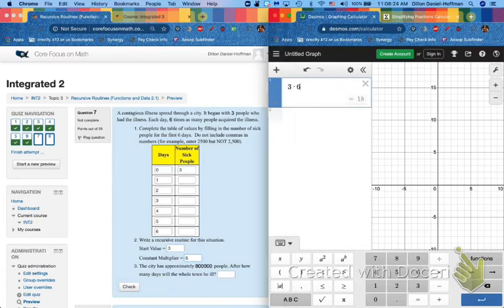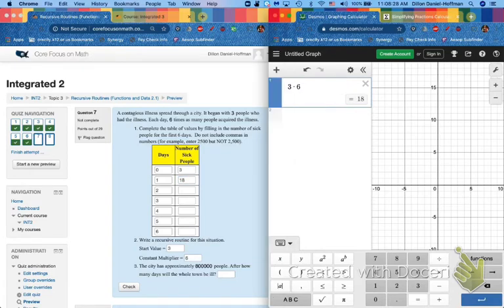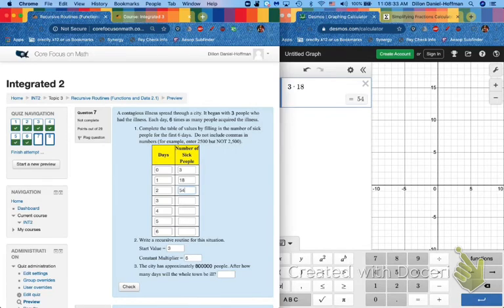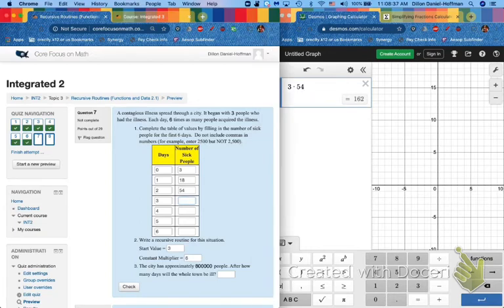So I go 18 after the first day. And then I just keep going. So 54. Each time multiplying by 3. 162.